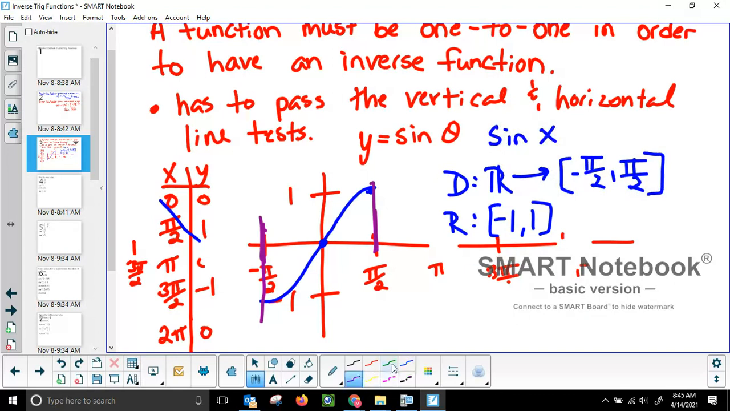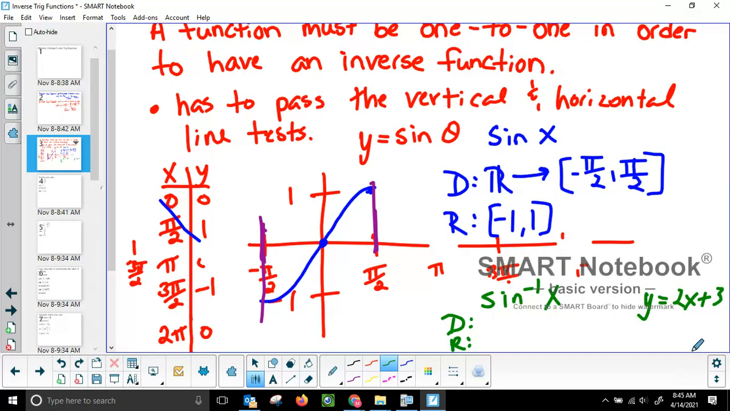Now if we want to talk about inverse sine of x, when we do inverses, what happens with my domains and my ranges? What happens with my x's and my y's? Anybody remember? We talked a lot about inverses earlier in the year. In order to find an inverse, if I wanted to find the inverse of y equals 2x plus 3, how would I do it?